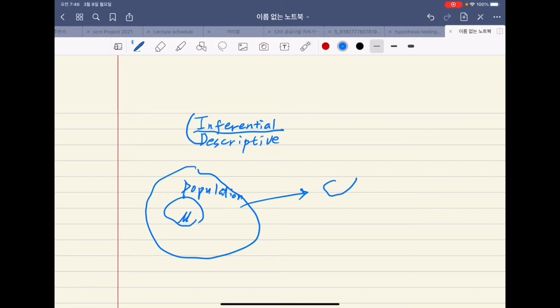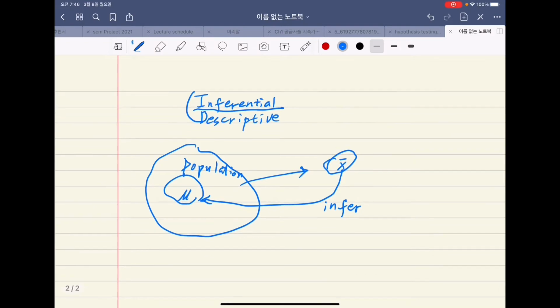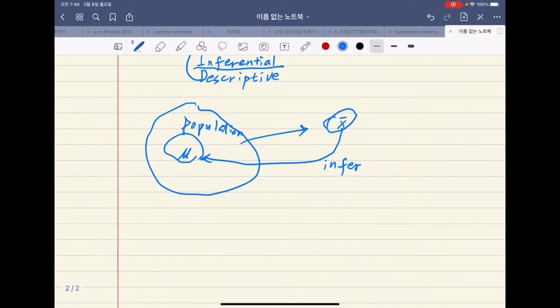So what we do is take samples from this population, a small sample, and then you compute a sample statistic, right? So in order to know something about mu, you usually take a sample from the population and compute the sample mean, and then you use this sample mean to infer something about the population parameter. That's inferential statistics, right?